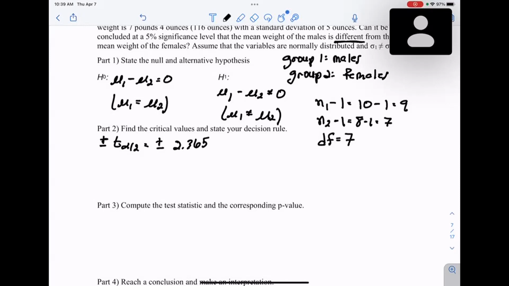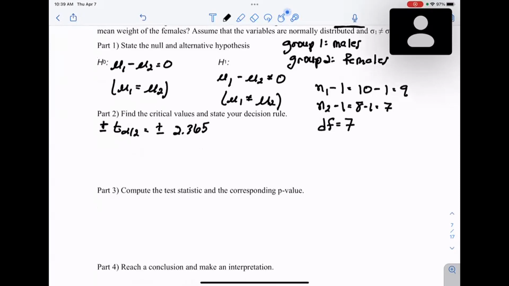Then since it's a two-tailed test, the rejection region is going to be on one side of the distribution or both sides? Both. You'll have two tails. And what is the decision rule for it? Reject the null hypothesis if the absolute value of our t-test statistic we compute is greater than the positive critical value, so that would be greater than 2.365.